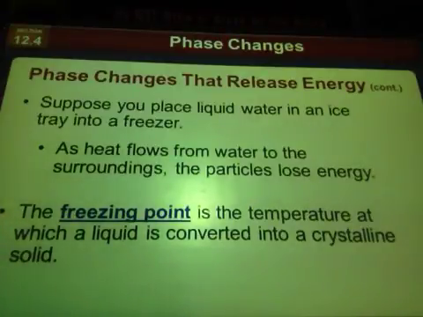So because the particles are losing energy, they're losing that kinetic energy. They're not moving as fast because their velocity is now decreasing. And because their velocity is decreasing, they're less likely to flow past one another. And it's really like these hydrogen bonds can become stronger. They can keep them more in place into that frozen type of position. Now, the freezing point, just like the melting point, is the temperature at which a liquid can be converted into a solid.